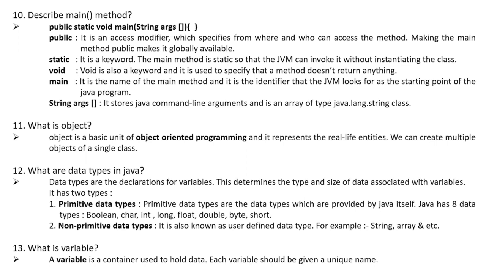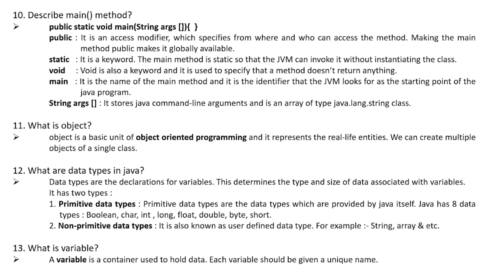12. What are data types in Java? Data types are the declarations for variables. This determines the type and size of data associated with variables. It has two types. 1. Primitive data types. Primitive data types are the data types which are provided by Java itself. Java has 8 primitive data types: boolean, char, int, long, float, double, byte, short. 2. Non-primitive data types. It is also known as user-defined data type. For example, string, array, etc.